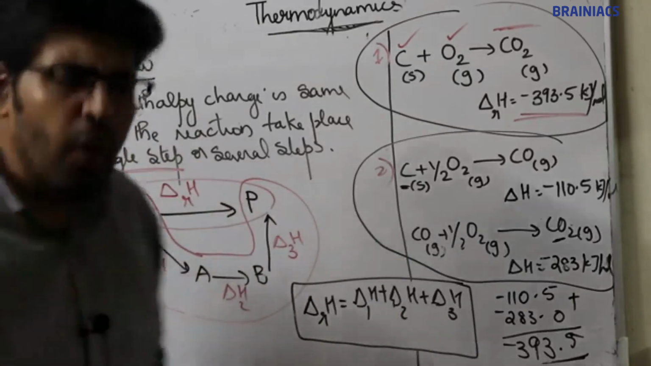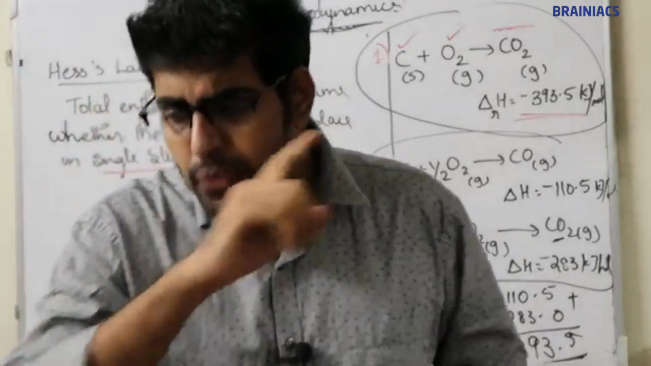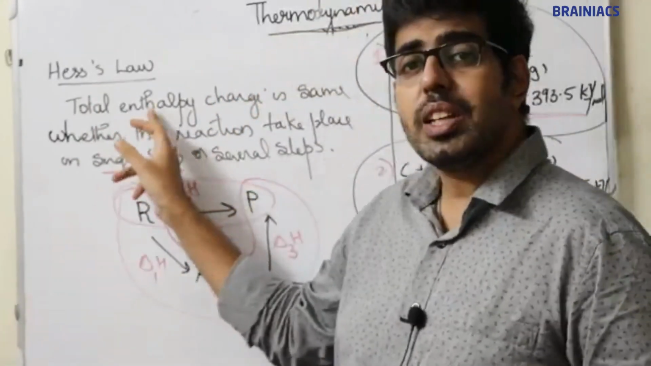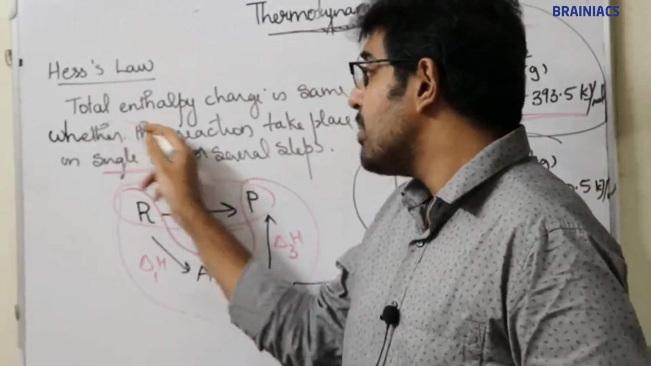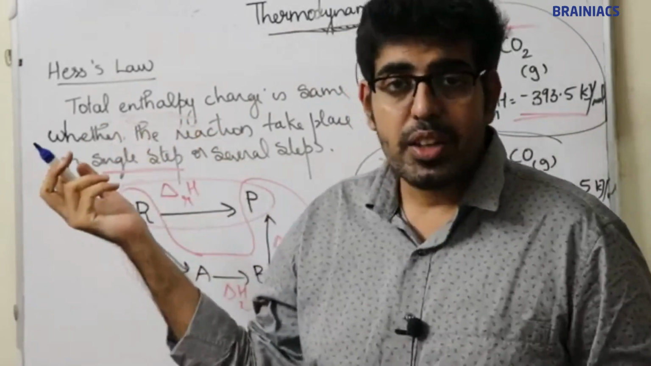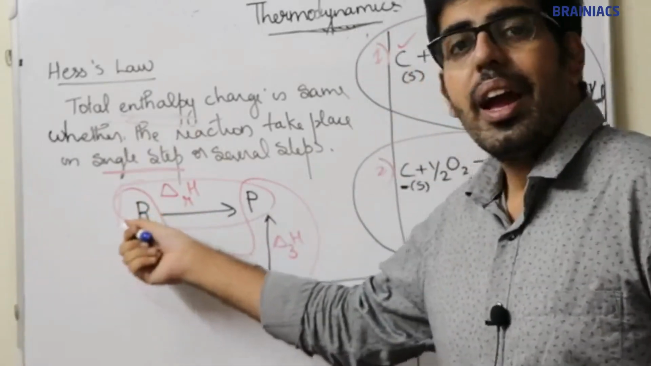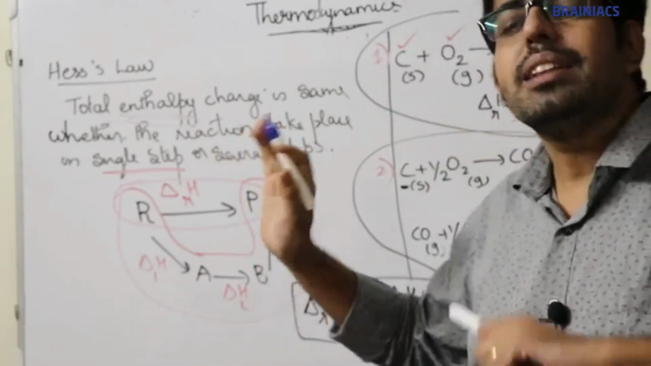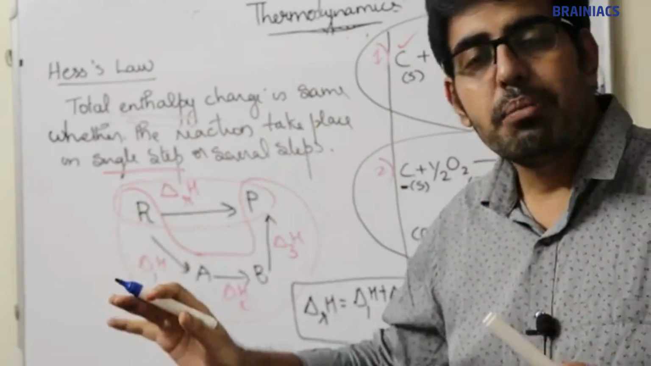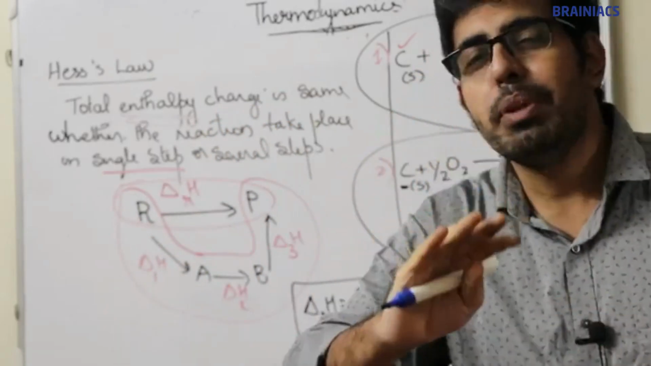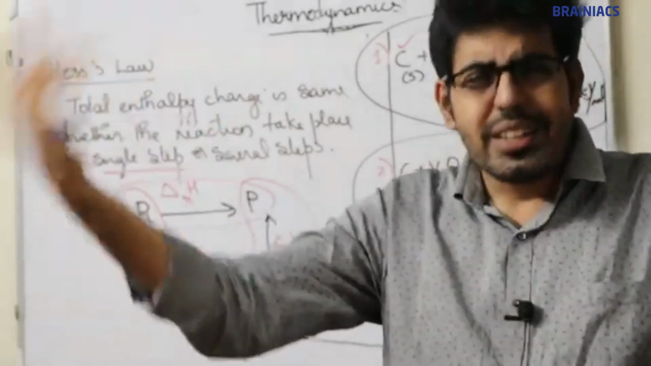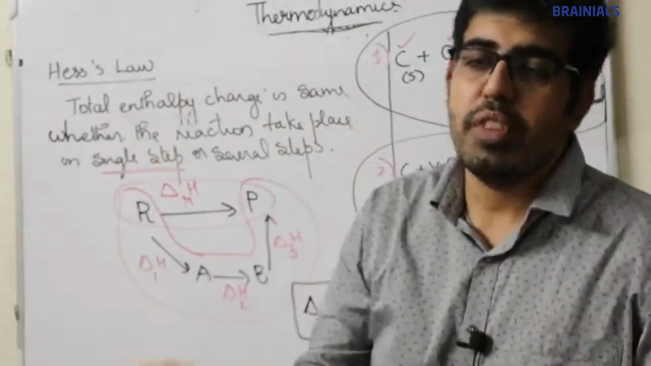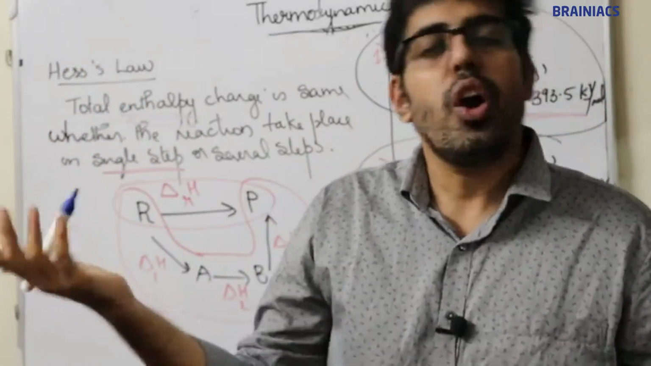Now, what is the first law of thermodynamics? The first law of thermodynamics states that energy can neither be created nor be destroyed. Enthalpy is a form of energy. Energy can neither be created nor destroyed, so enthalpy will always be the same. For a particular reaction, enthalpy will always be the same whether it takes place in a single step or by taking a number of steps. Enthalpy will be the same because enthalpy is a form of energy. Energy always remains constant. I think it's clear.